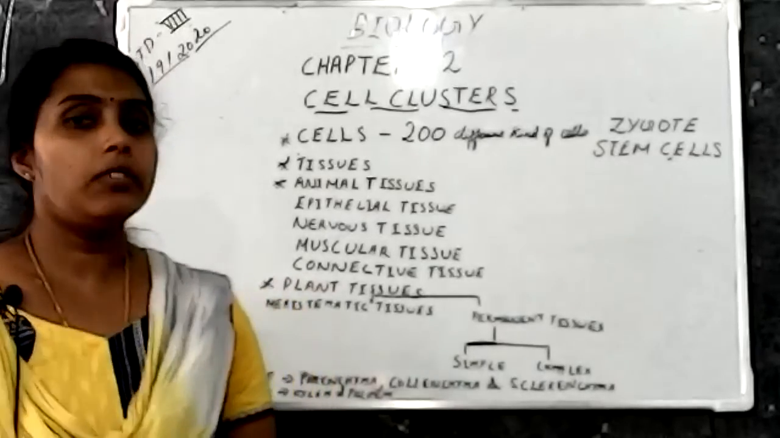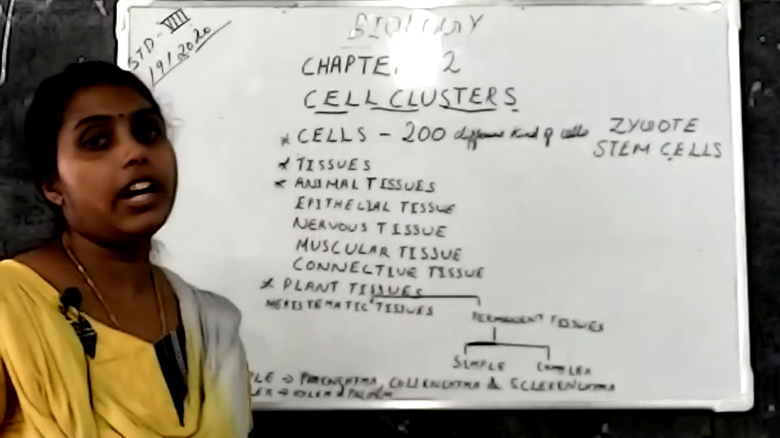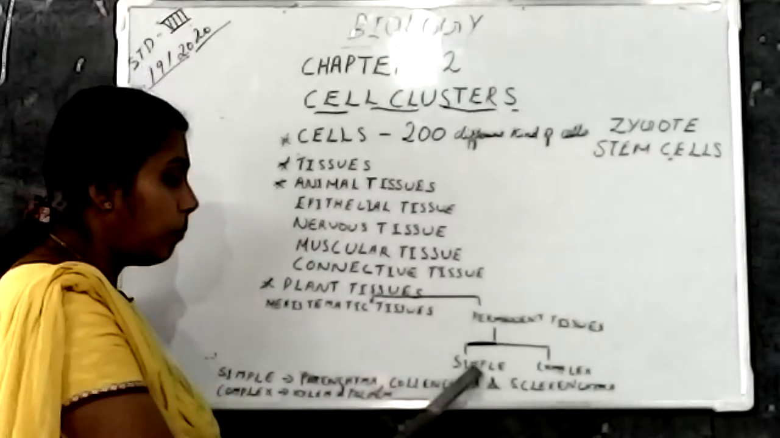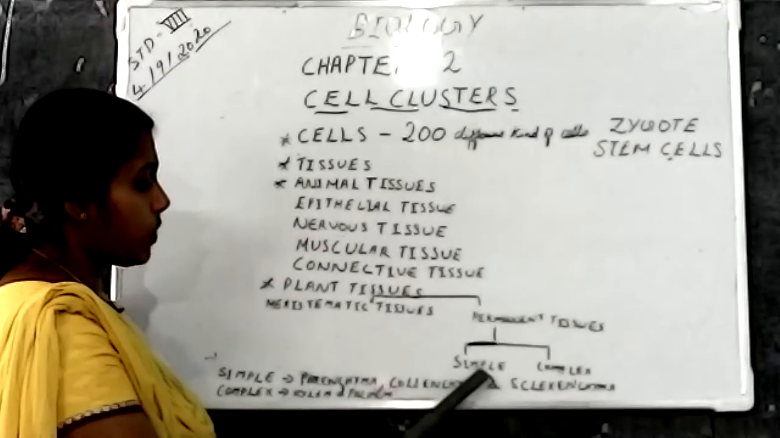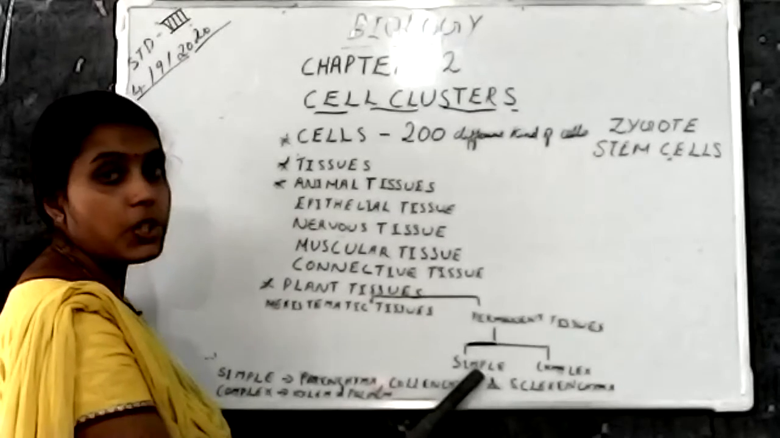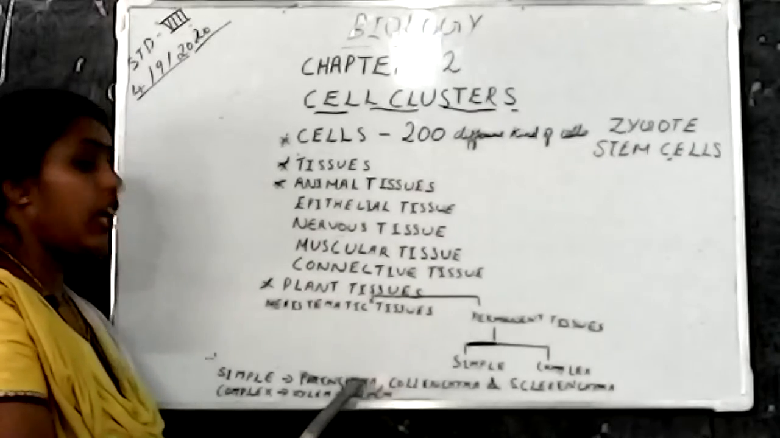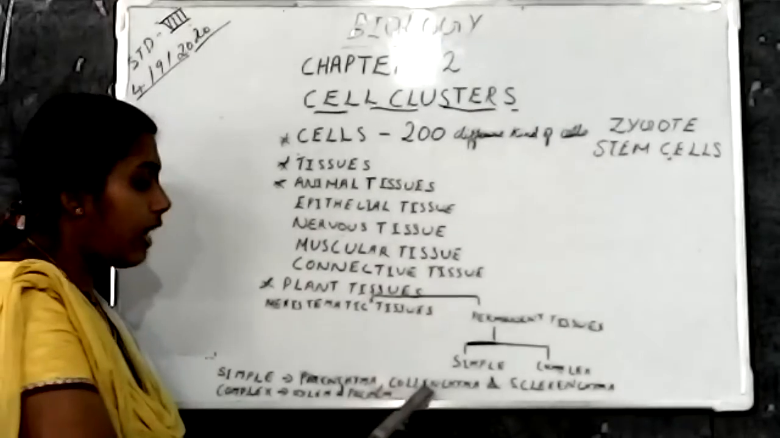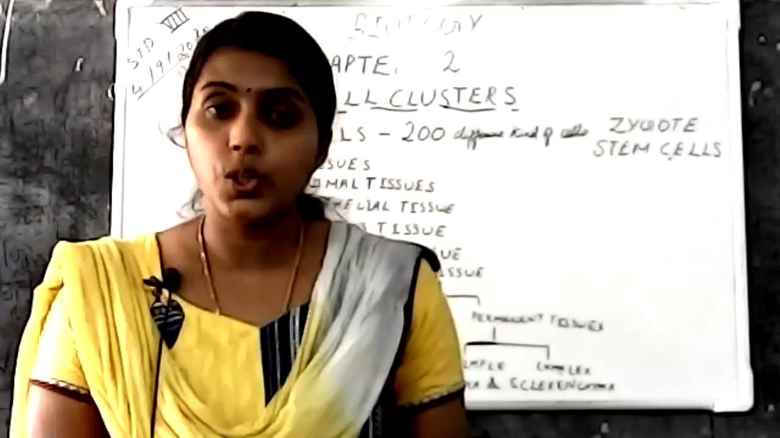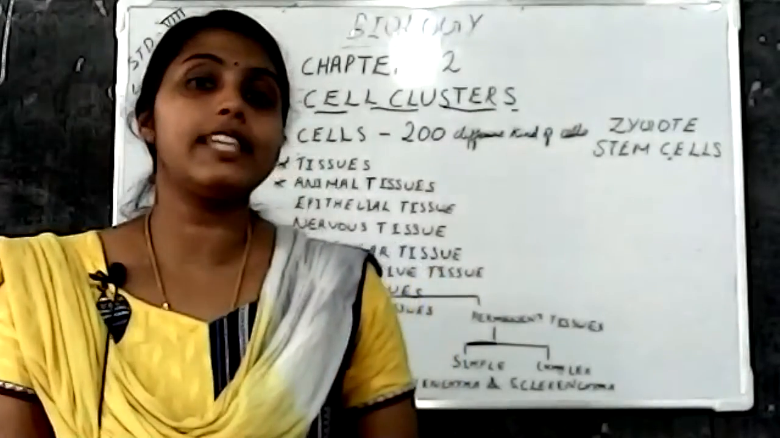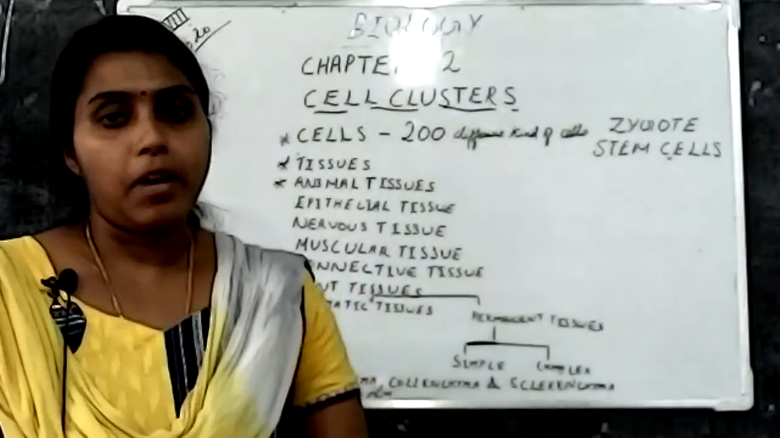Then about the permanent tissue. Permanent tissue is divided into two: simple permanent tissue and complex permanent tissue. Simple permanent tissue consists of 3 types of cells: parenchyma, collenchyma, and sclerenchyma.